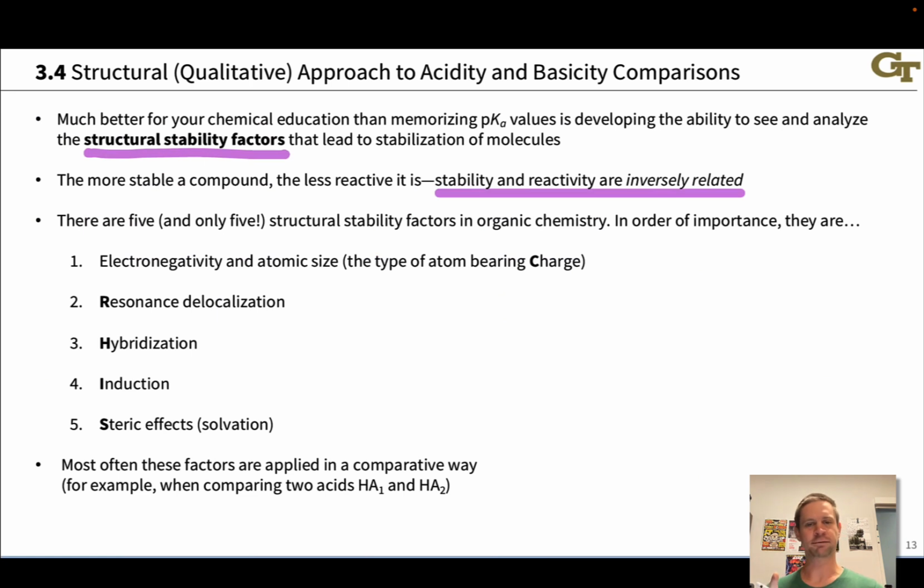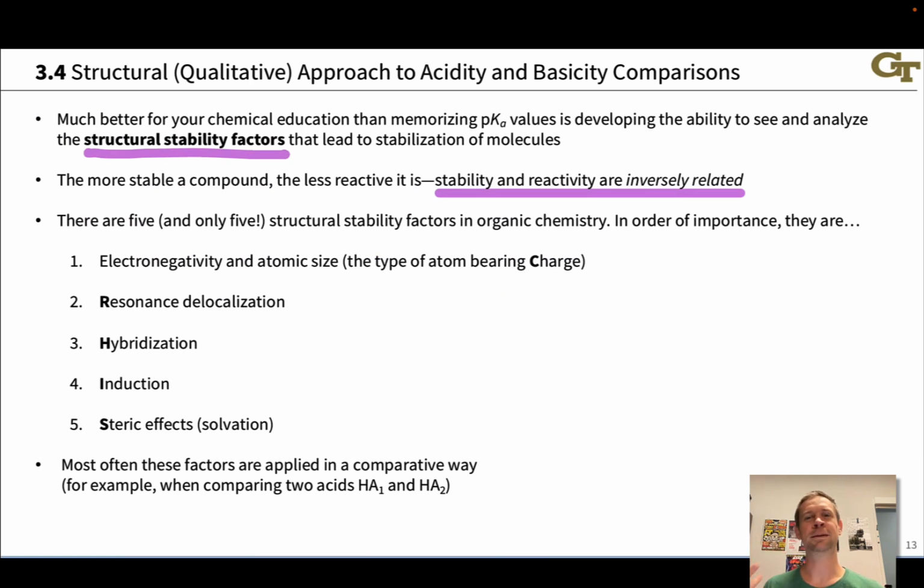And keep in mind here that stability and reactivity are inversely related, and this has to do with the nature of energy on some level. A stable molecule is a low energy molecule. It's unreactive. It's happy where it's at. It doesn't want to become something else chemically. An unstable molecule is high energy and does want to become something that has a lower energy structure and so tends to be highly reactive. So stability and reactivity are inversely related.